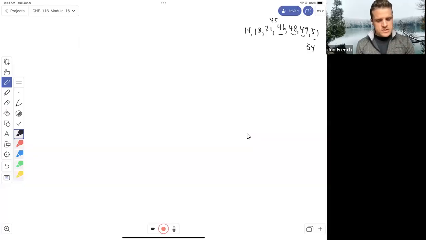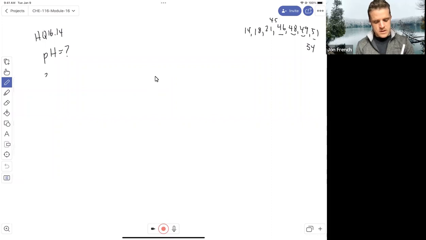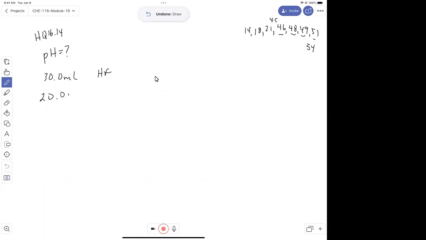So we'll get started with homework question 14. They ask for the pH of the buffer, and let's see who asked the question. So Rebecca, they're asking for the pH of a buffer, and we're mixing 30 milliliters of HF. And Rebecca, could you tell me the concentration of HF from your question and the concentration of potassium fluoride as well? HF is 1.3 and then the other is 2.2.